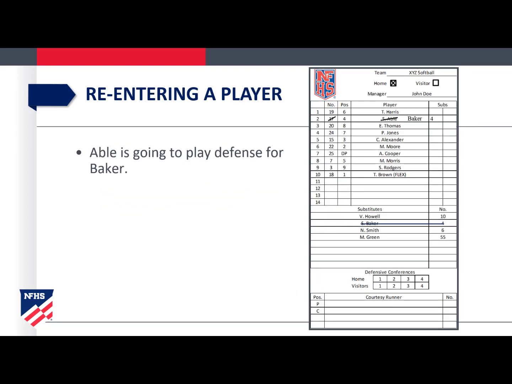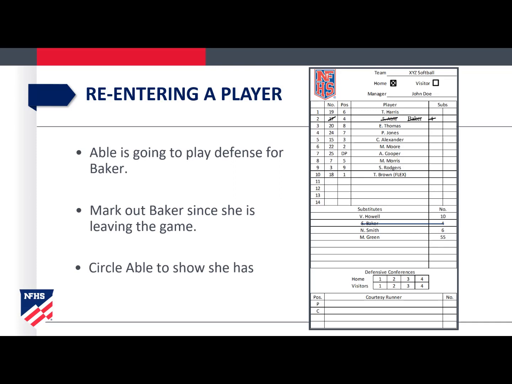So what happens if that player re-enters? In this case, Abel is going to play defense for Baker. Mark out Baker since she's leaving the game. Circle Abel to show she has re-entered the game.